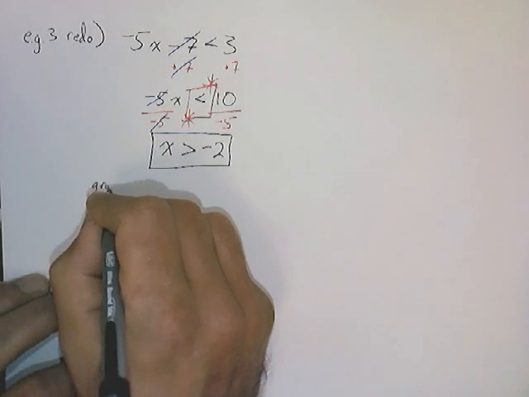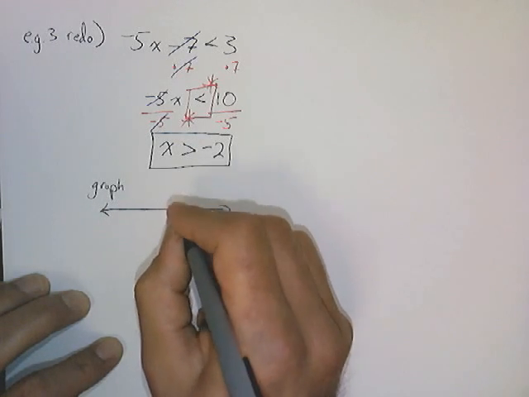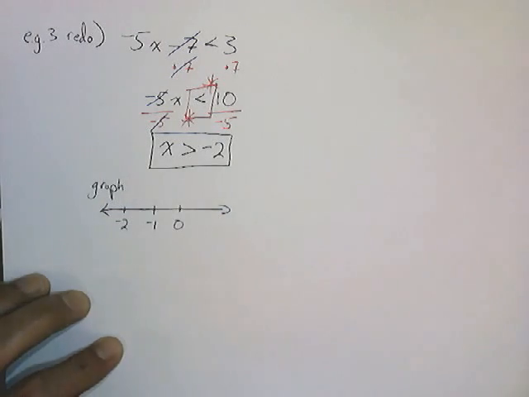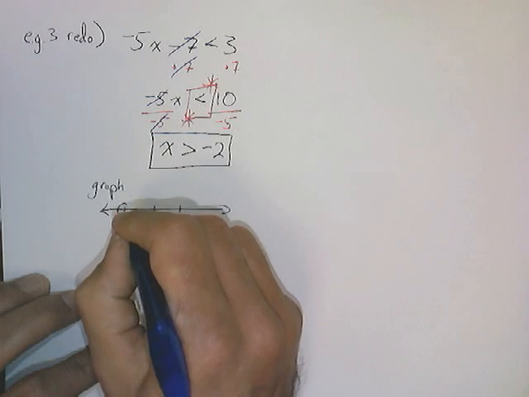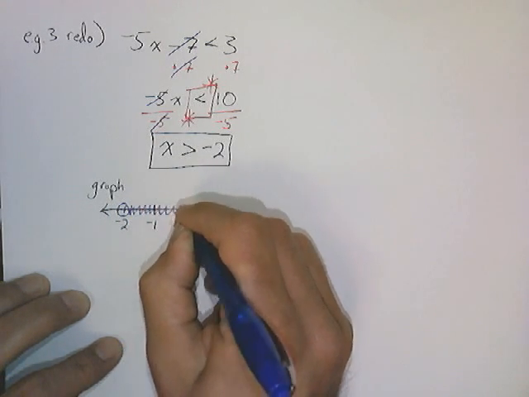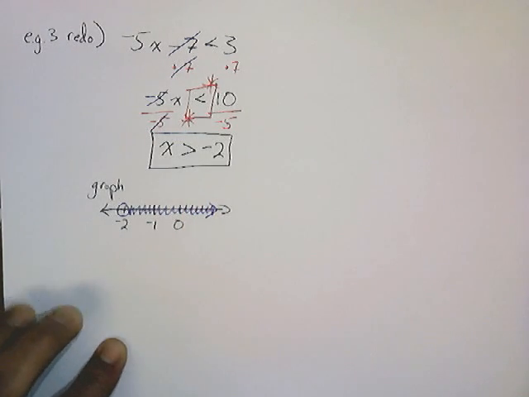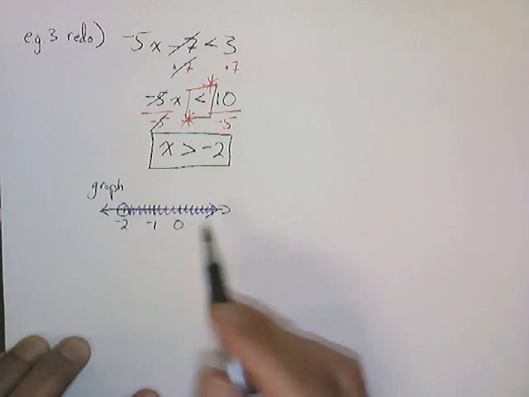Of course, we can graph this to show the entire set. 0, negative 1, negative 2. We don't want the point where equality happens, so we put an open circle there. But we do want everything to the right. And we might check it again. Pick an easy point out here. 0 is always easy.